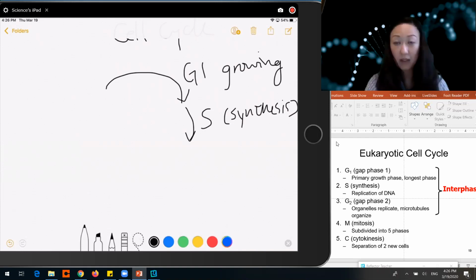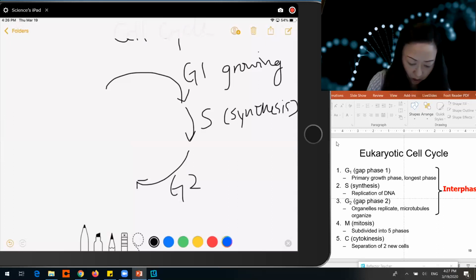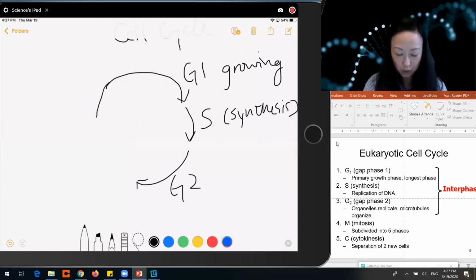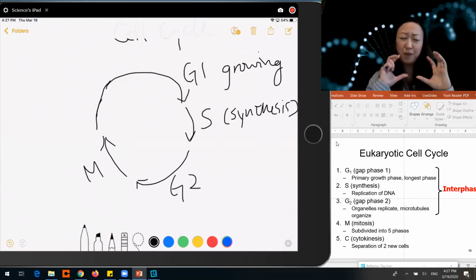And then before the cell goes into active splitting, it goes into another gap phase called G2. G2 is when organelles replicate and microtubules organize, and we're going to talk about microtubules. They are the main movers once you go into the final thing, which is called mitosis. So I'm going to extend my G1 because G1 should be way longer. And then now we are in M phase. M phase is probably what you all have learned back in high school. You have the 5 phases: prophase, prometaphase, metaphase, anaphase, and then telophase. These are the main 5 phases that we will go into in painstakingly great detail.